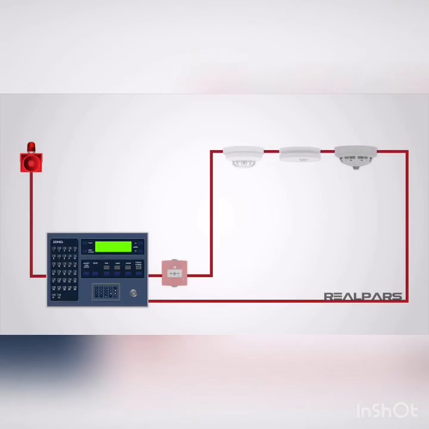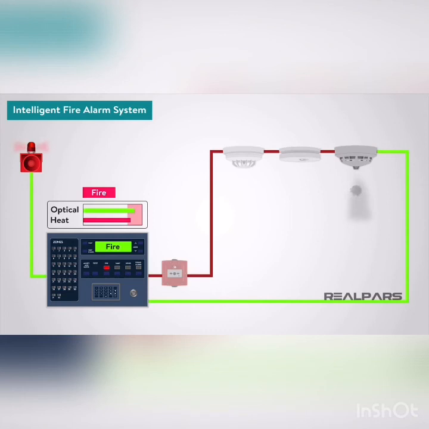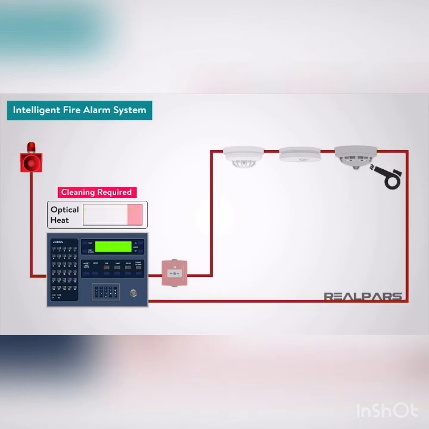However, in our next type of system, which is an intelligent fire alarm system, each detector effectively incorporates its own computer, which evaluates the environment around it and communicates to the control panel whether there is a fire, fault, or the detector head needs cleaning.